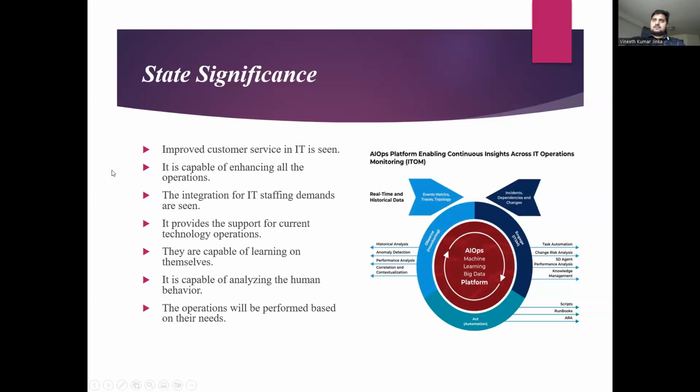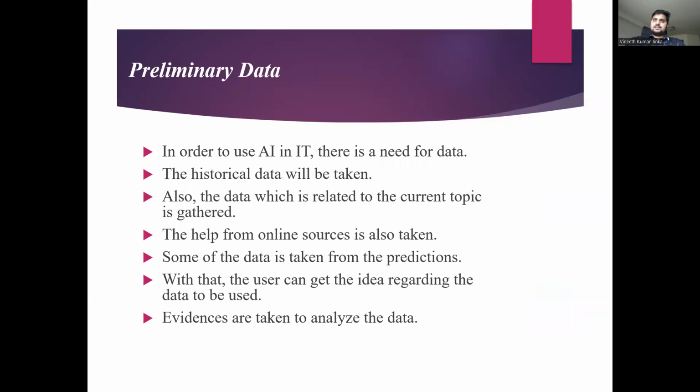And next it comes to our preliminary data. In order to use AI in the IT industry, there is a need for data. The historical data will be taken. Also, data related to the current topic is gathered. Help from online sources is also taken. Some of the data is taken from predictions. So evidence is taken to analyze the data. These are the few points which are considered for our preliminary data.